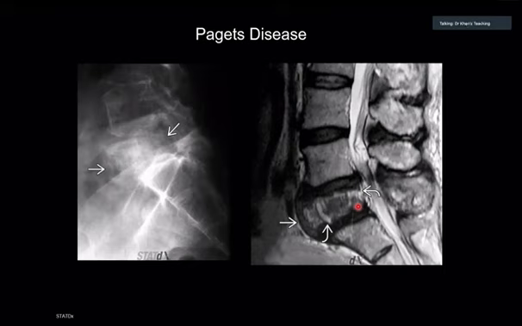Another example where there is high marrow signal because of fat. This is fat, but this is a T2-weighted sequence. Similar example I've shown you, but that was on a T1-weighted sequence.